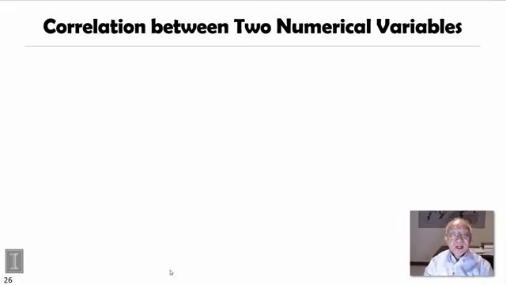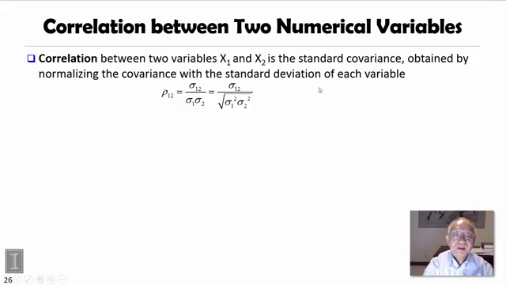Then if we want to normalize them, we will introduce the correlation coefficient. For two numerical variables, we want to study their correlation, which is essentially the standardized covariance. That means we want to normalize the covariance value with the standard deviation of each variable. So the correlation coefficient is defined as the covariance divided by the product of their standard deviations, or the covariance divided by the square root of the product of their variances.